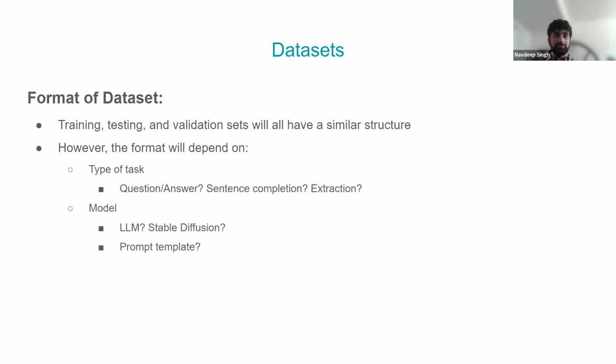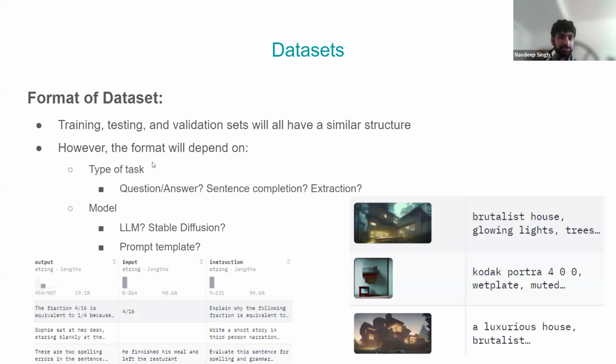And the data sets are also going to vary depending on the type of generative AI model you're using. For LLMs, everything's going to be text, so like an input plus instruction, and then your output, everything's text here. Whilst for Stable Diffusion, you have prompt inputs and image outputs.